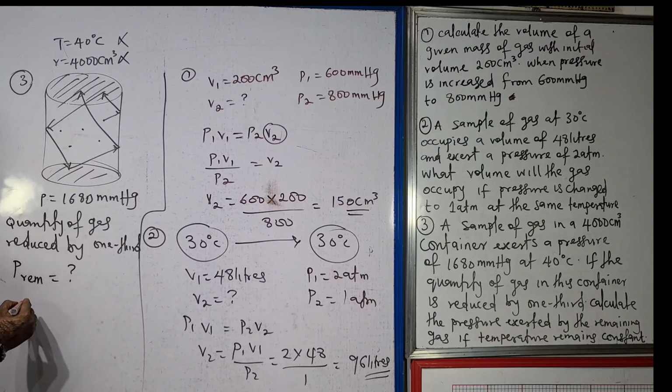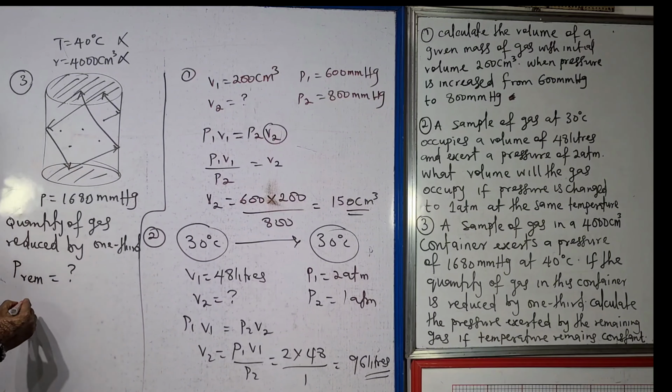So the new pressure now is going to be, what was the former pressure? 1680 minus, what is 1/3 of 1680? If the quantity of gas had been reduced by 1/3, then the pressure of the remaining gas is now going to be 1680 minus 1/3 of the 1680. So 1680 minus 560. So that's going to give us 1120 millimeter mercury.